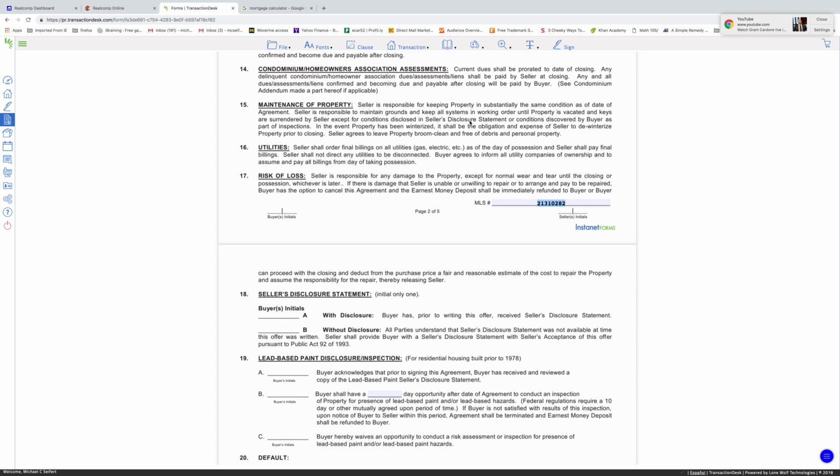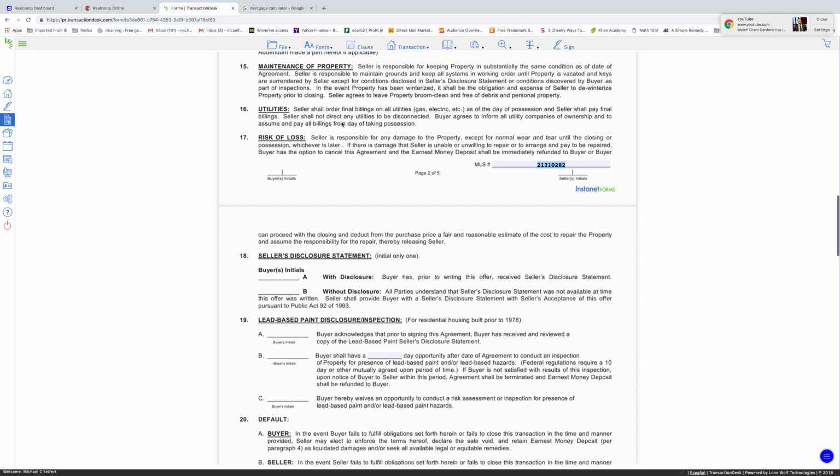Maintenance of property simply states that the seller is responsible for keeping the property in substantially the same condition as the date of agreement. That's basically what it means. You can read the rest of this, but the seller needs to keep the property maintained and up to date.